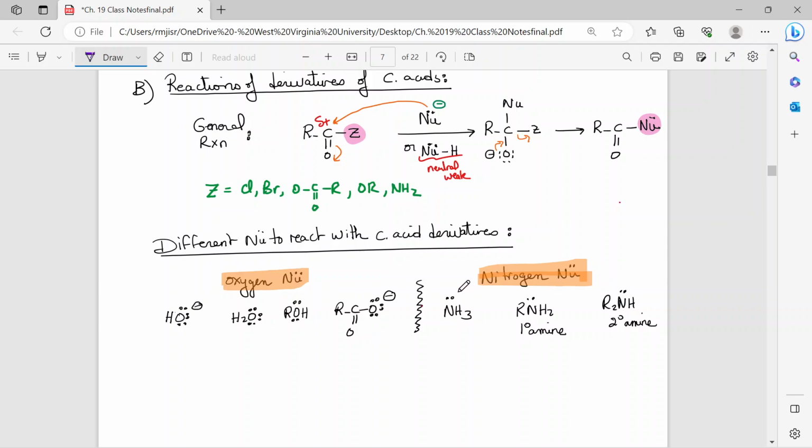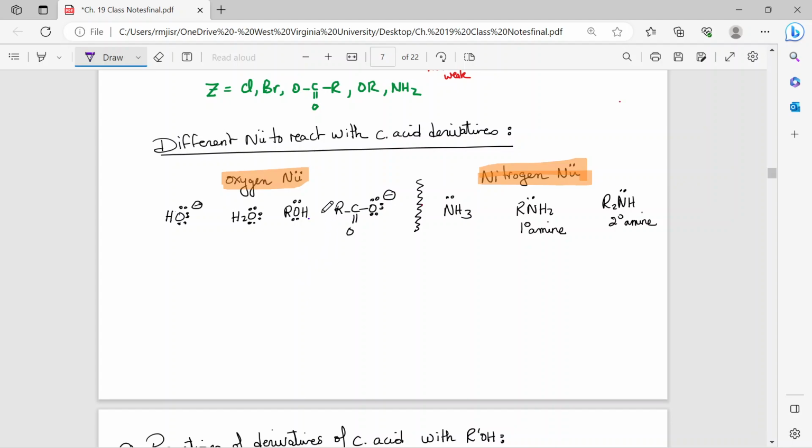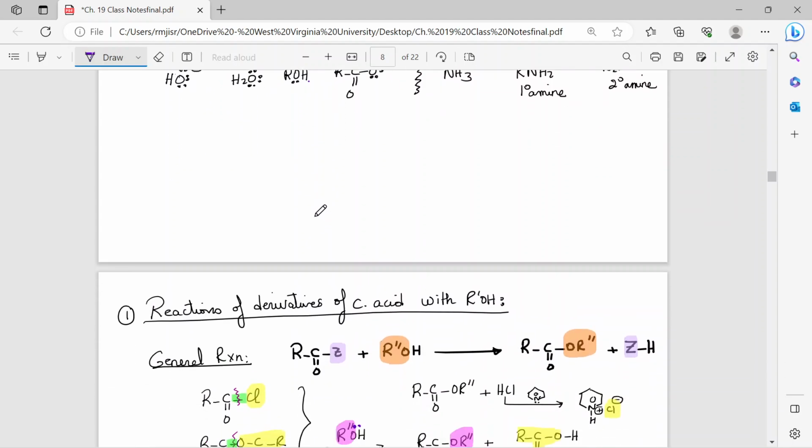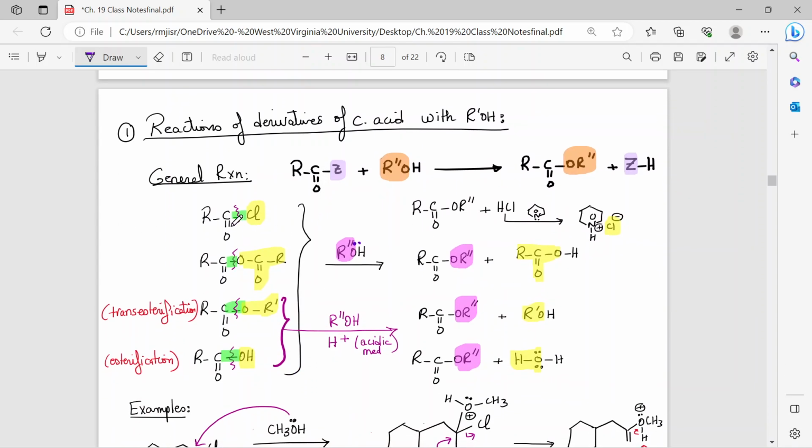So we're going to consider the reaction of each one of the derivatives of carboxylic acid with each one of these nucleophiles. So let's go ahead and consider the reaction of alcohols. This is the neutral nucleophile with all the derivatives of carboxylic acids.